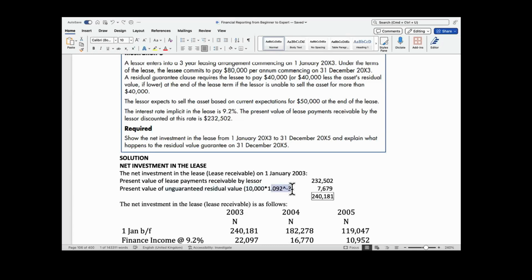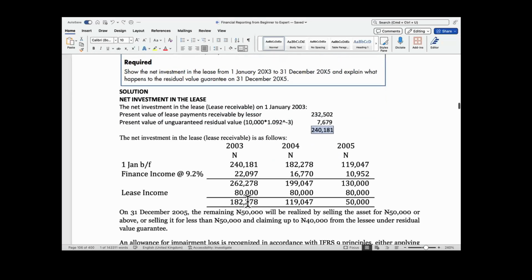This one, you don't need an annuity formula because this 10,000 is receivable in 3 years. So you just use the normal discounting formula to get the present value of that. So that's why we have 1.092 raised to power minus 3, being discount rate of 9.2%, this term of 3 years. That gives us 7679. When you add this to the PV, it gives you 24181 as the net investment in the lease.